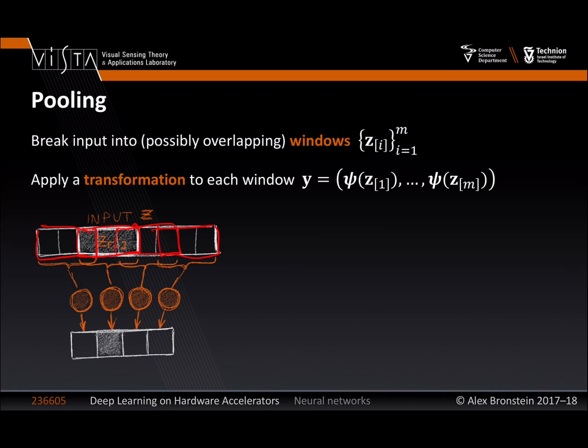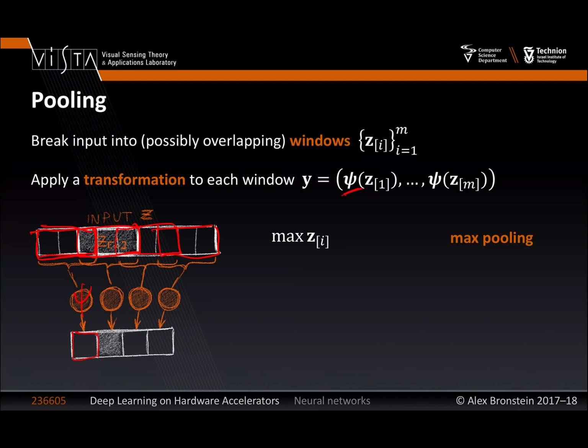Then you apply some nonlinear transformation, or it could be a linear transformation. You apply some transformation to each of these windows. The output of this transformation might have a different dimension. For example, here you receive a vector of 3 elements in each window, and you produce one number at the output. So it's R3 to R1, okay? And basically, different choices for this function psi give different pooling methods.